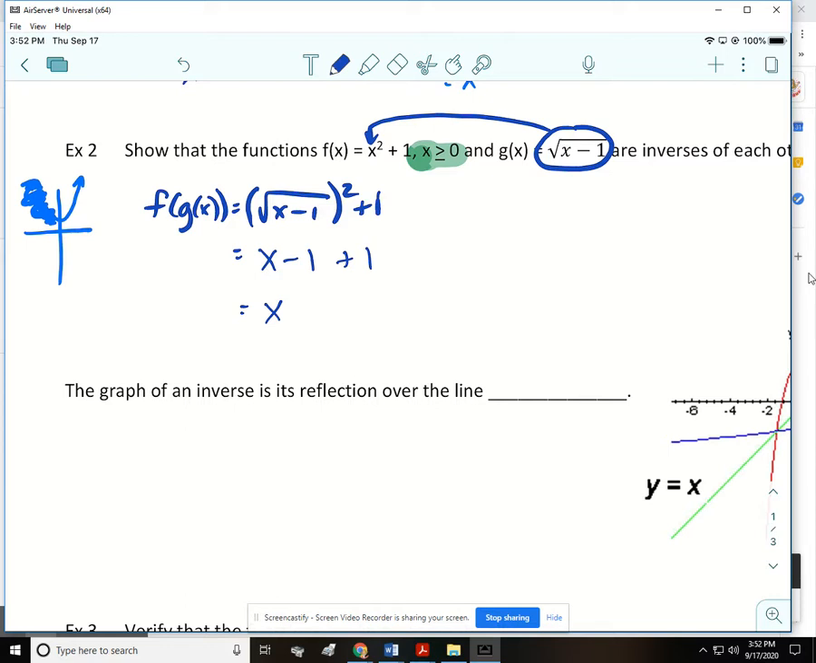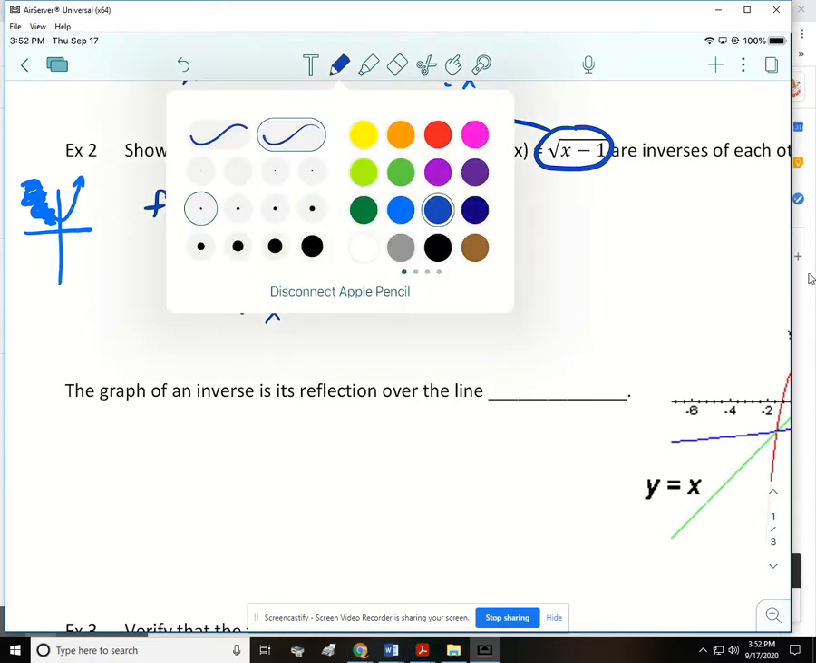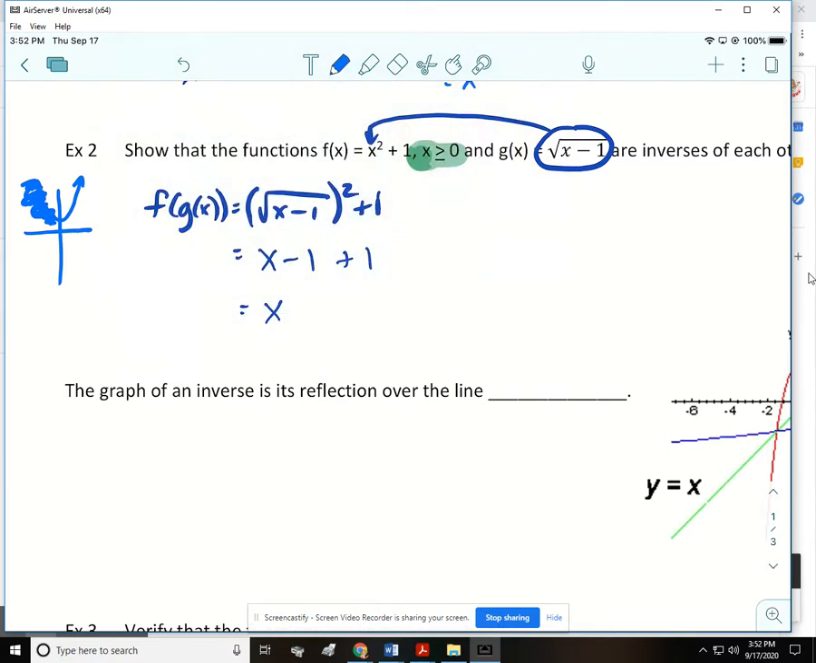All right, so I know a lot of you like to do things in your head, but verifying and showing are not things you can do in your head. You have to actually show it if you want to get credit for it. All right, we have to do it the other way. Also, we have to do g of f of x. So we'll take x squared plus 1, and we'll stick it in there.